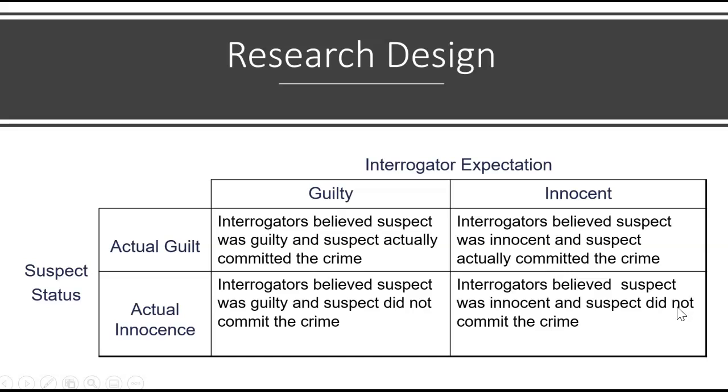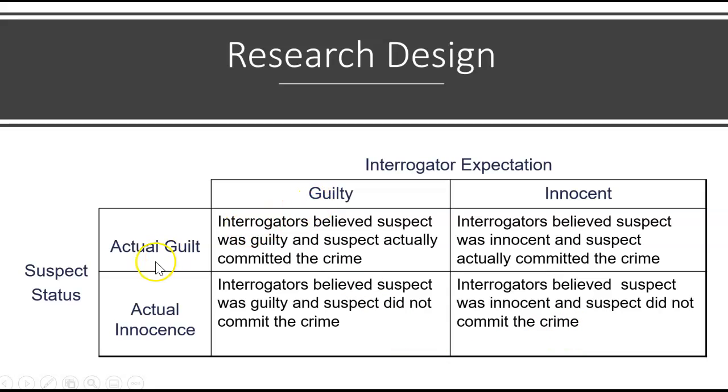Now, I tend to be a visual thinker, so I like to lay things out for myself. When we talk about a 2x2 experimental design, you've got on the top here interrogator expectation, and you have two groups, guilty or innocent, and then you have suspect status, actually guilty, actually innocent, and that creates 4 cells underneath. And remember, you have a total in a 2x2 design of 4 separate conditions.